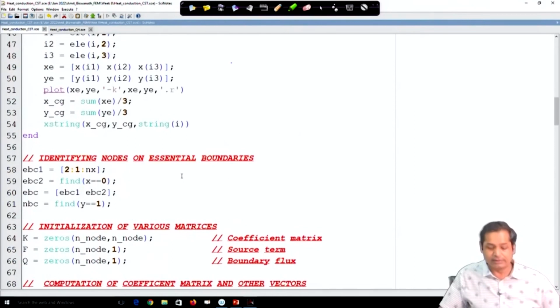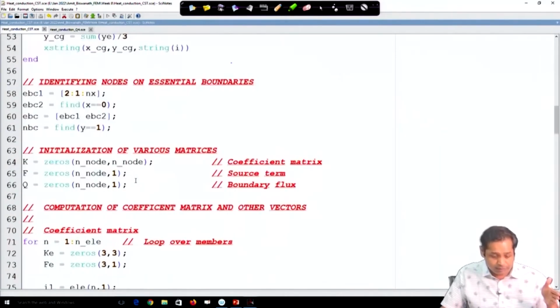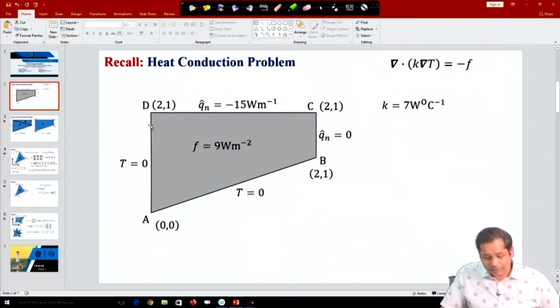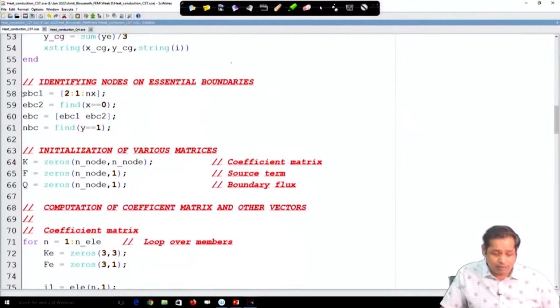Now the next part is, before we start computing the element matrices and then assembling them, we have to initialize those matrices, right? And before that initialization, one part is important: the boundary conditions. We have to define the boundary conditions. For this, we know that this is the boundary where t is equal to 0, the essential boundary, and AB and CD are the two essential boundaries.